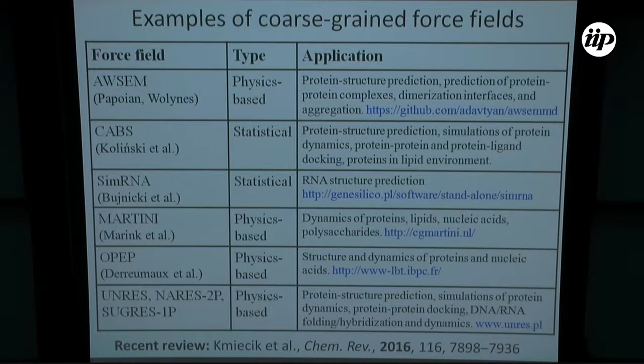Here is a chart of some, of course arbitrarily selected, successful coarse-grained potentials that work for proteins or nucleic acids. This is my choice. I don't say that these are the most important potentials. So, awesome, covered by Garrick yesterday. CAPS, this is statistical, this is physics-based essentially, although it contains some knowledge-based elements. SIM-RNA, developed by Janusz Bujnicki's group in Warsaw, is a statistical potential to predict RNA structure and to simulate RNA dynamics. Martini, the physics-based potential, which does no prediction, but it's very good to simulate the dynamic properties of proteins and other biomolecules in lipid and in water environment.